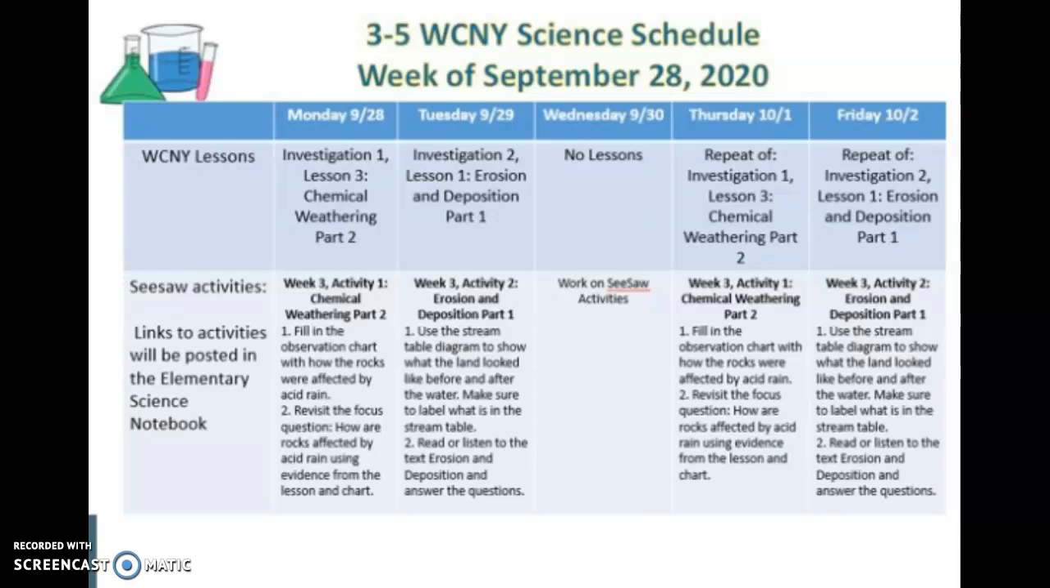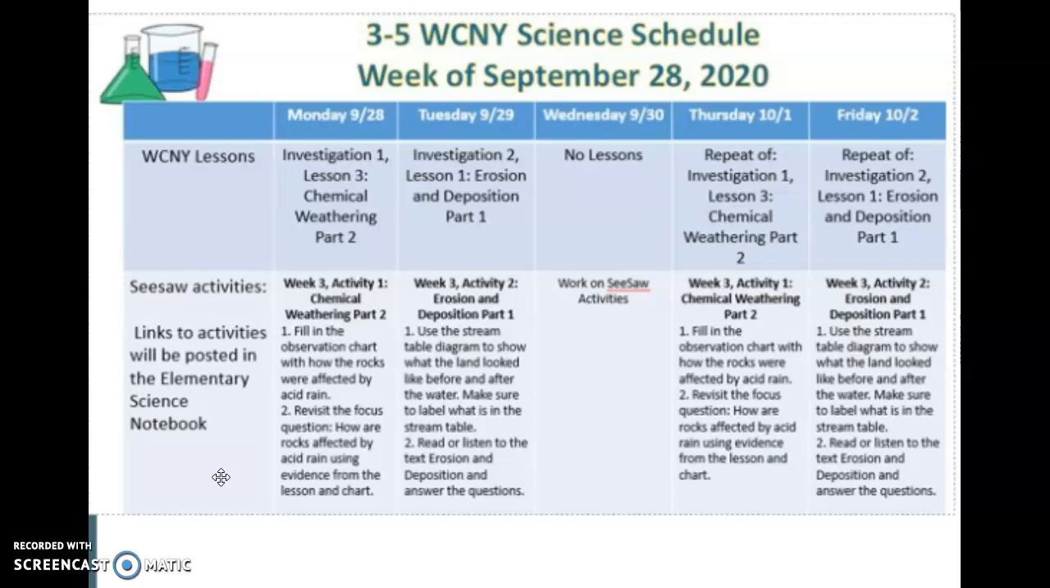There are Seesaw activities to go with it. There's a fill-in observation chart of how the rocks that are affected by acid rain will look, and then there's a revisit to the focus question: how are rocks affected by acid rain? Use evidence from the lesson and chart to support your answer.